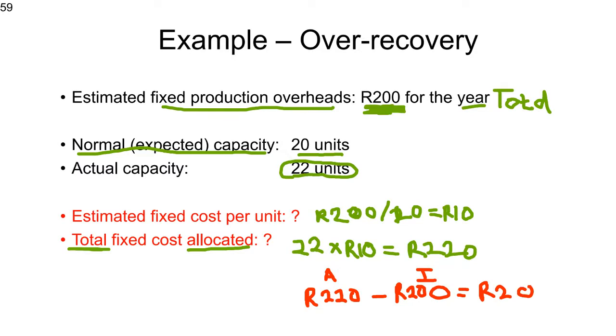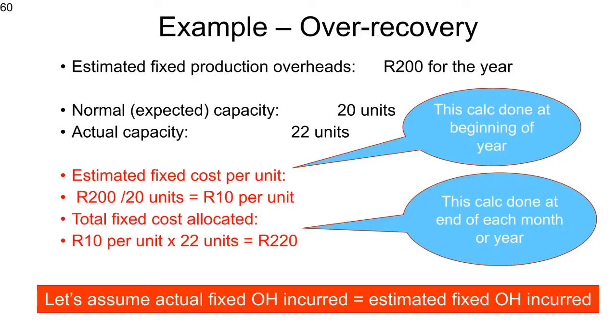Okay, so let's just quickly have a look. This is what we're saying here. At the beginning of the year, we came up with this calculation of 10 Rand per unit. We didn't know how much we were going to produce. Remember, the whole reason for normal capacity is because we cannot predict how much we're going to produce. So at the beginning of the year, when we didn't know, we used 20 as a best estimate. We came up with a cost per unit of 10 Rand.